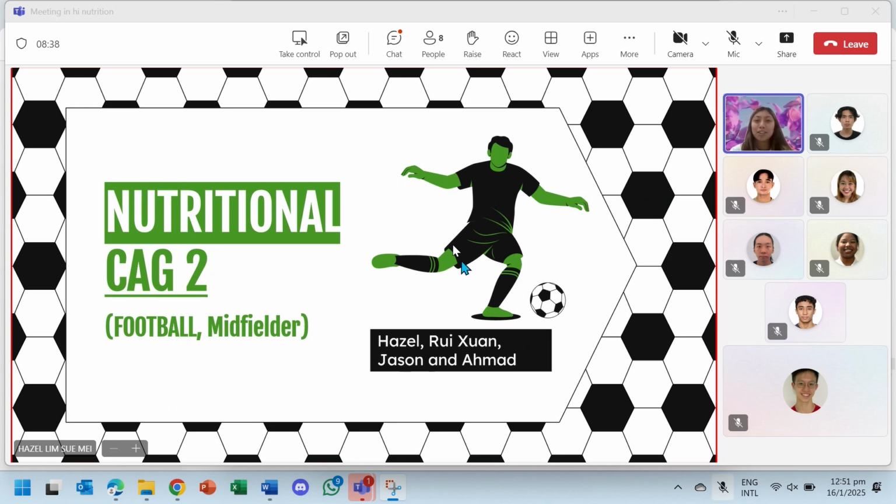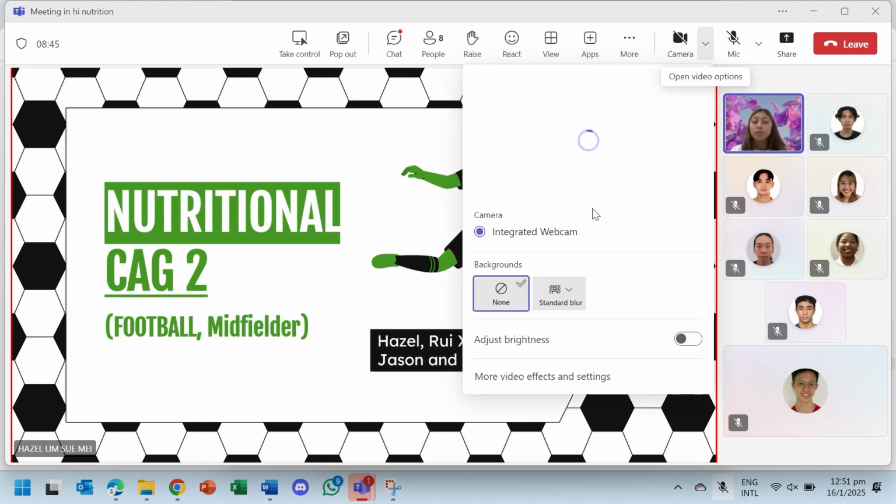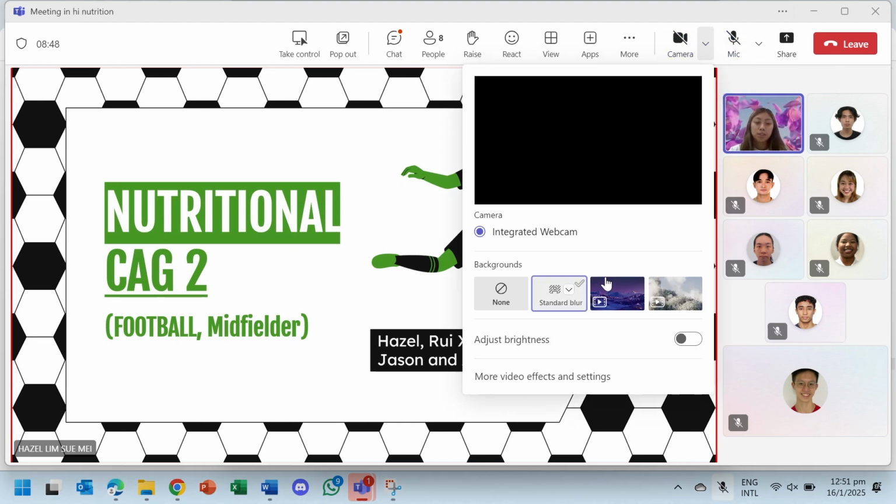CAG2, we're going to be giving a 15 minutes nutrition workshop. The sport that we're choosing is football, tertiary level, and we're going to be focusing on the midfielder position as a team.